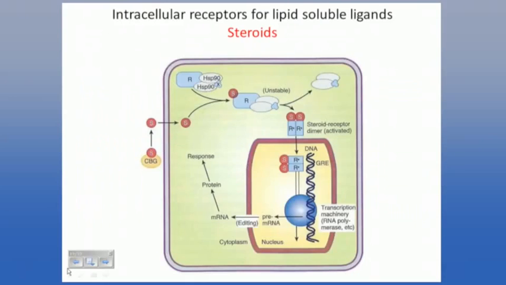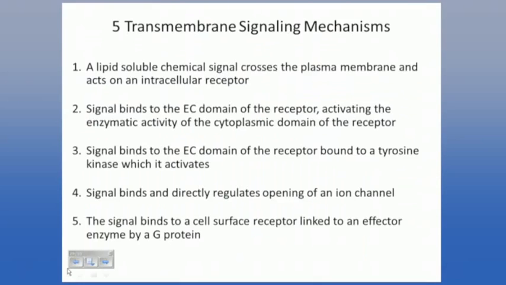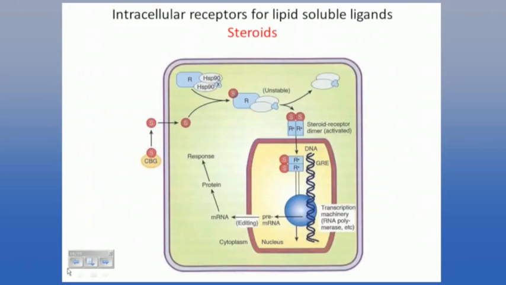So first of all, starting out with the first example and remembering what we said before, the first example is a lipid-soluble chemical signal, crosses a plasma membrane, acts on an intracellular receptor to bring about its effect. The best example of this is corticosteroids, cortisol. So let me walk you through this schema.